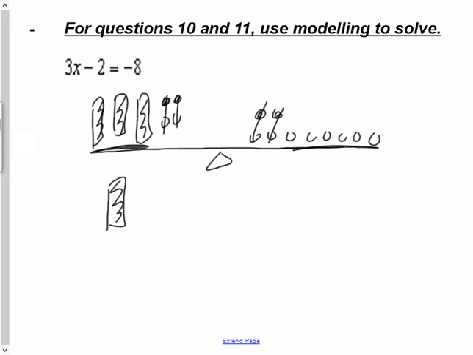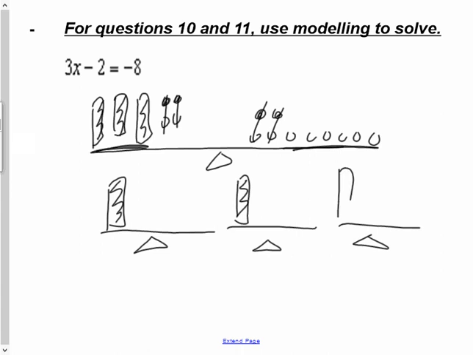So each of these x's, if I divide them onto scales, divide them into 3 groups, each of those x's would weigh 2 negatives. If 6 of those x's weigh negative 6, then 2 would weigh, so x would equal negative 2.